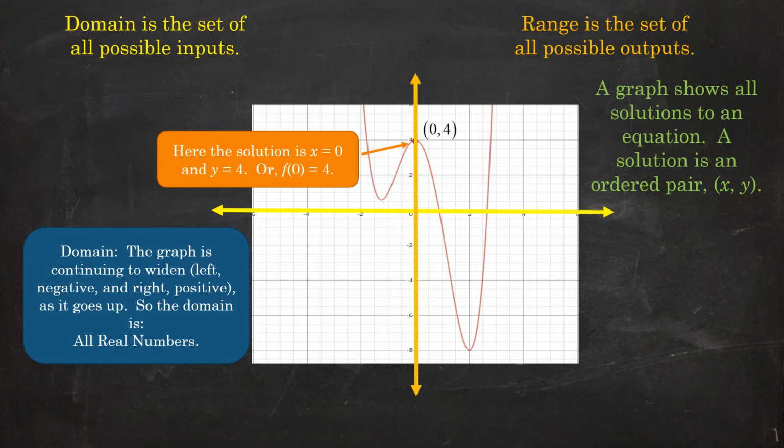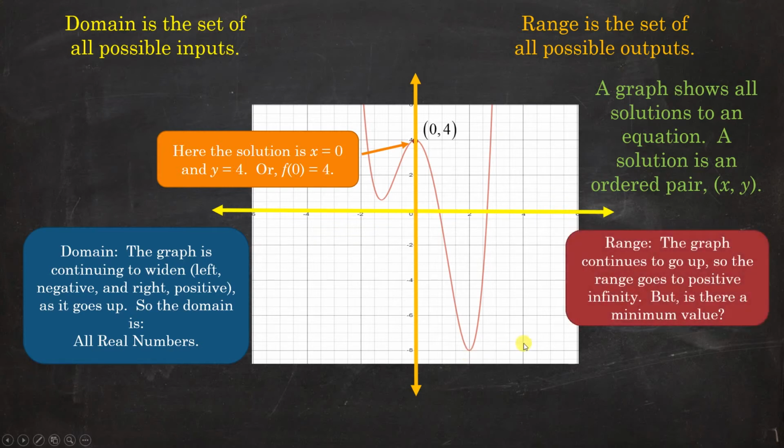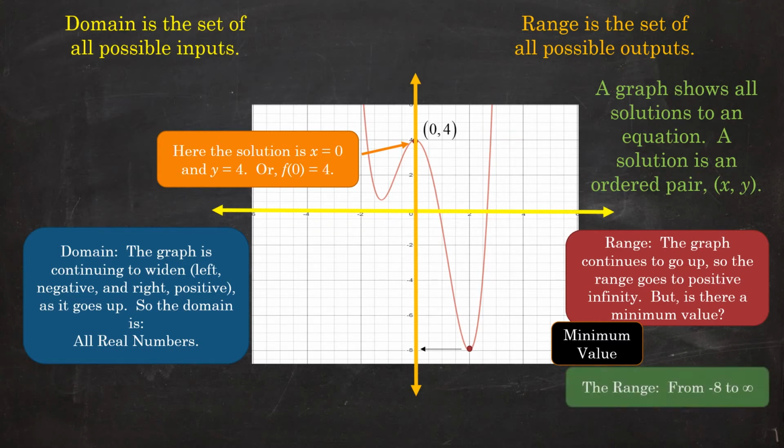Now, the range is a little trickier on this example right here. It's true that the range, that the outputs continue to go up, but there's a minimum value. The range doesn't go below here. You see, if we look at this graph, it starts going from left to right, it's going down. It stops and then it goes up, stops and goes down until it gets to here, and it turns around and goes up again. And we're going to assume that it goes up forever, right? So this was our minimum value right here of -8. That's our smallest possible output. So our range is going to be from -8 to infinity.